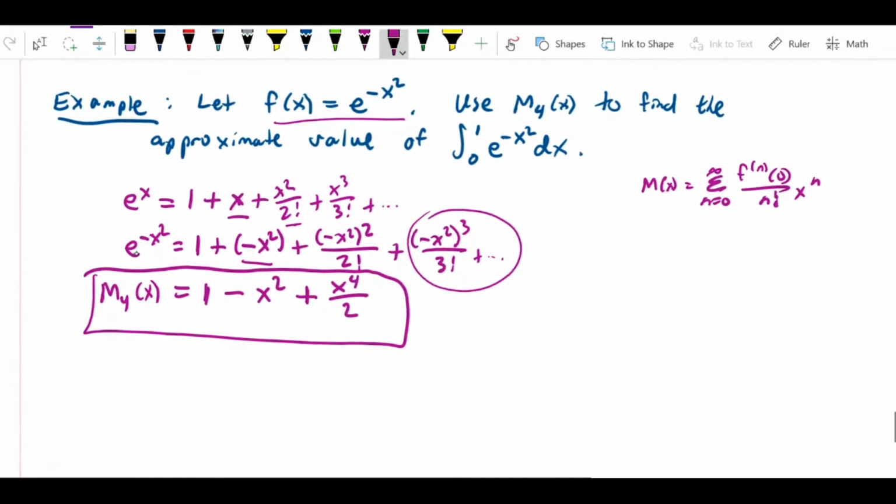The next thing to understand is that this function is a reasonably good approximation of e to the negative x squared as long as we stay close to 0, and therefore we should be able to find an approximate value of something that uses e to the negative x squared by using m4 as a stand-in.